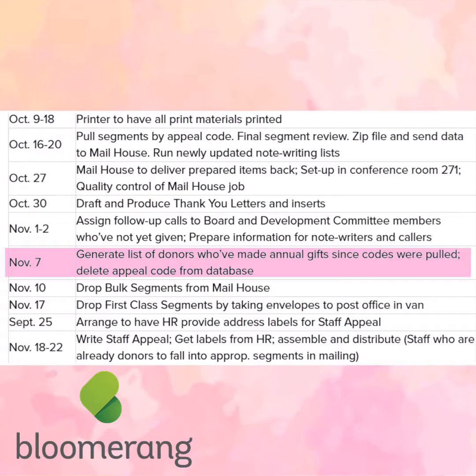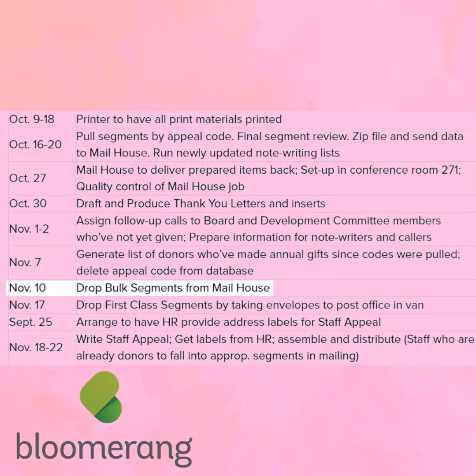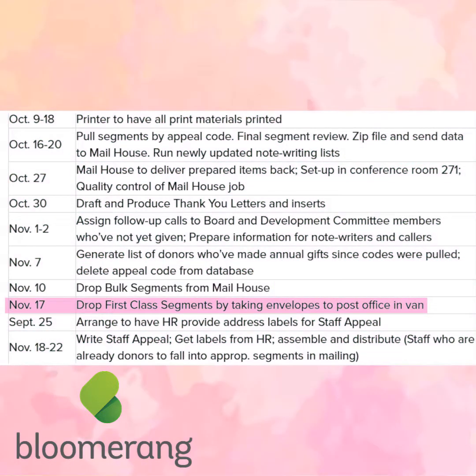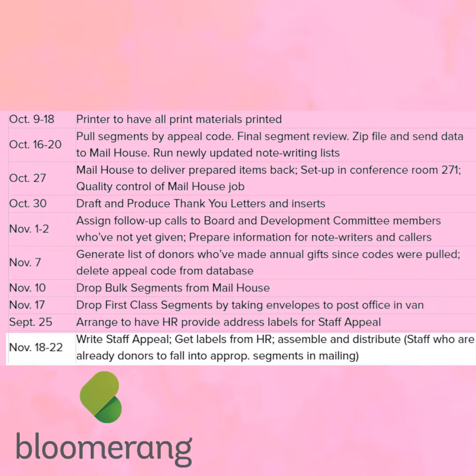And on November 7th, you generate a list of donors who have made annual gifts since their codes were pulled, and you delete that appeal code from their database. November 10th, you drop your bulk segments from the mailhouse. November 17th, you drop your first class segments by taking the envelopes to the post office. November 18th through the 22nd, you write staff appeals, you get labels from human resources, you assemble and distribute.